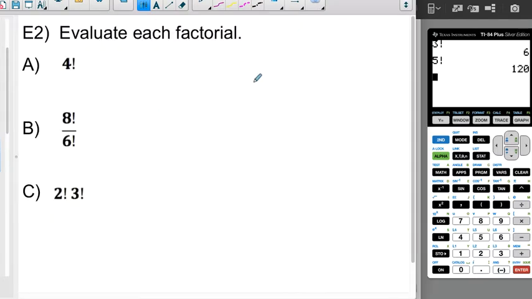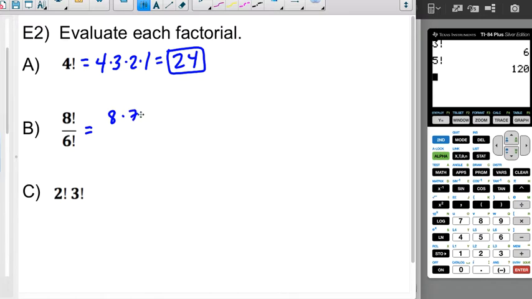Okay, so we're going to evaluate each factorial. We can certainly check it in a calculator. So 4 factorial just means 4 times 3 times 2 times 1, right, which is 4 times 6, or 24. 8 factorial divided by 6 factorial is actually kind of cool. This one's got a cheat, because if you think about what 8 factorial is, you could type it in a calculator. You get a pretty big number.